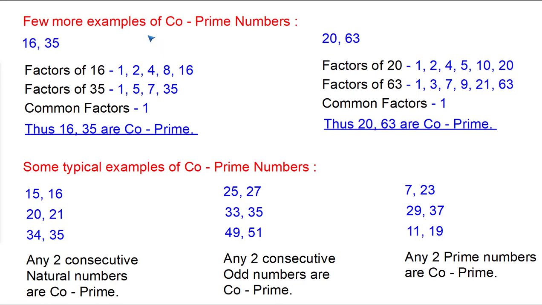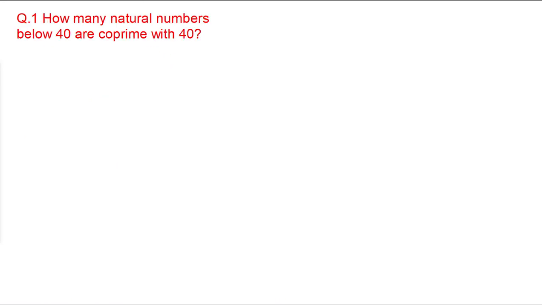After this, let's have a look at a question. My question is: how many natural numbers below 40 are coprime with 40? First of all, let's do this question manually, and there is a separate formula to find the answer to this question. Let's understand what exactly this question is asking. We want to find all the numbers which are below 40 and which are coprime with 40. So let's do this question manually.